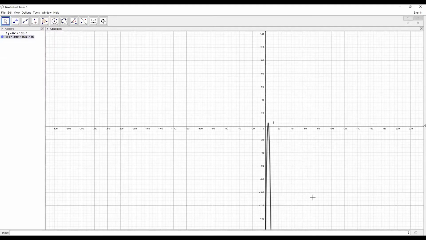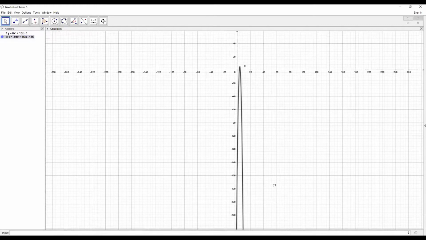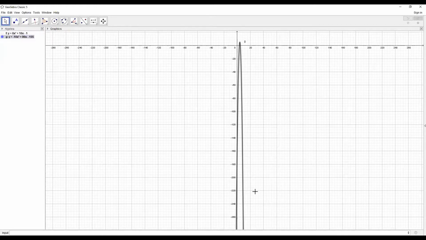Anyway, I could do some manipulations until we can find the y-intercept, which is at negative 155, so somewhere right in around here. But it's kind of hard to see it in this particular picture, but you could go take a look in more detail.